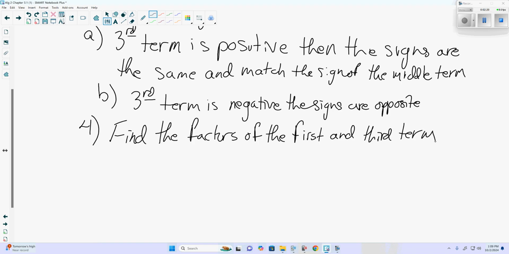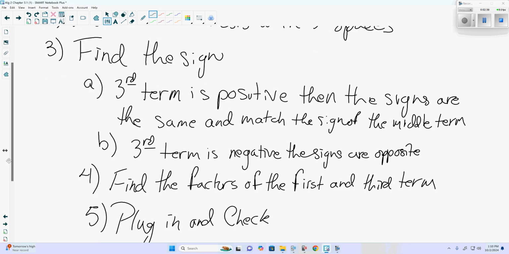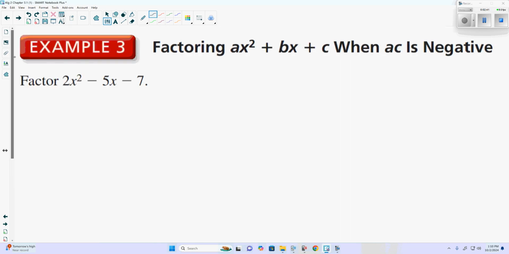And the last step is to plug those factors in and check. Last step is to plug in and check. And we had all these steps yesterday. I wanted to rewrite them out so we have it again in the video, but also we've seen it one more time.